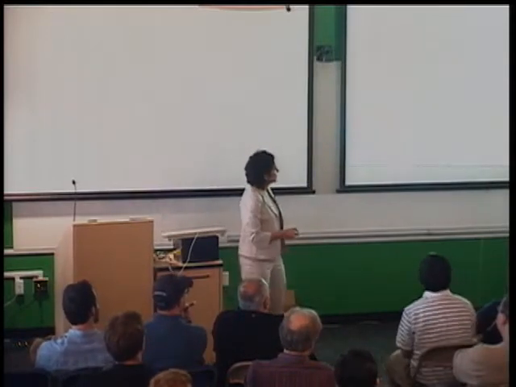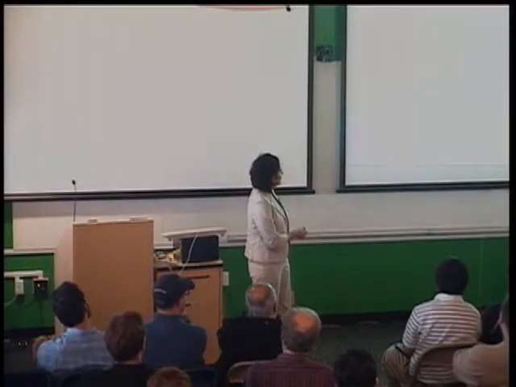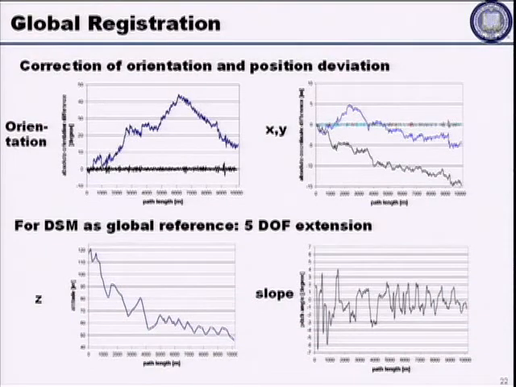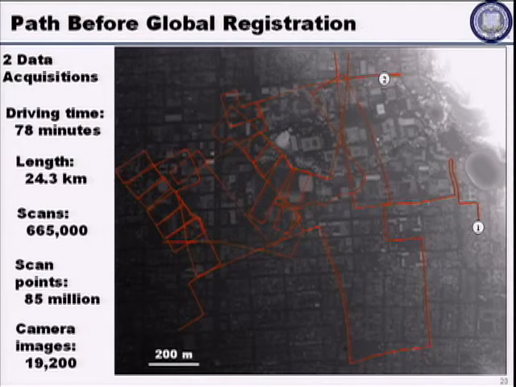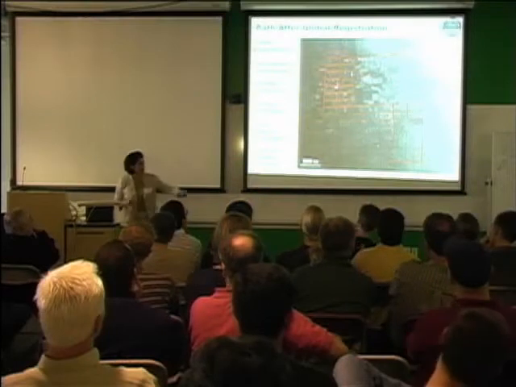In that Monte Carlo localization situation, not only do we calculate the orientation, but also Z, which is the height of the truck, if you're going up the hills, for example, in Berkeley, or the slope of where you're going. So it gives you all the parameters in one shot. Whereas what we got before was localization that looked like this, now with this kind of localization, it is perfectly aligned with the streets. Just to give you an idea, this was a 78-minute drive resulting from two data acquisitions: 24.3 kilometers, 600,000 scans, 85 million scan points, and 19,000 camera images for this drive within Berkeley.